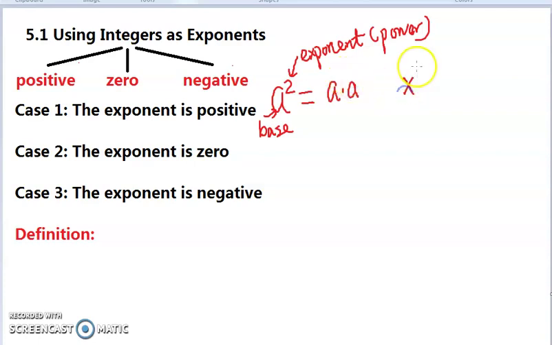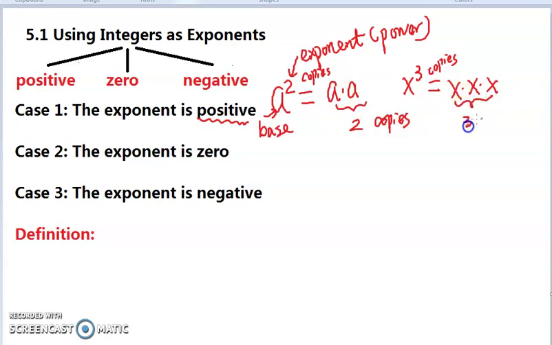Similarly, if we have x to the third, again, the exponent is 3, which is positive. That means multiply 3 copies of x. So for the first case, when the exponent is positive, the exponent means the number of copies. If it's 2, it means multiply 2 copies of the base. If it's 3, it multiplies 3 copies of the base. 2 copies of a here and 3 copies of x here.